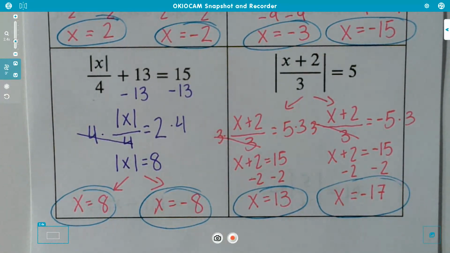All right, any questions on the 4 examples we've seen and the 8 answers we've gotten?